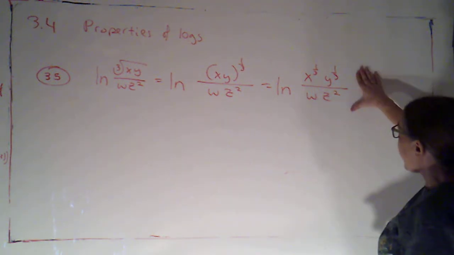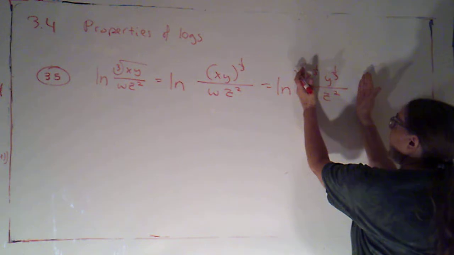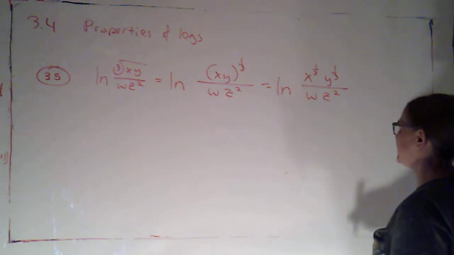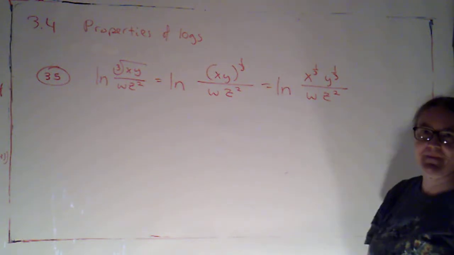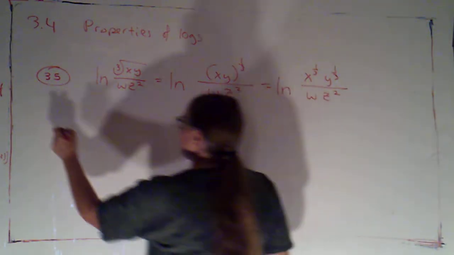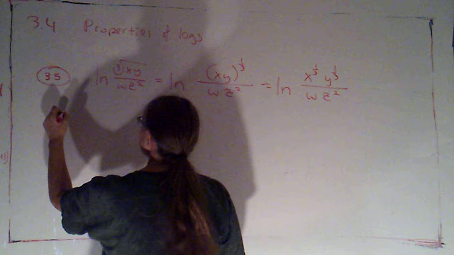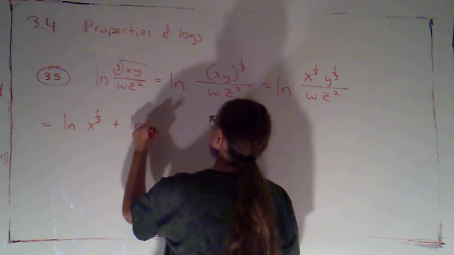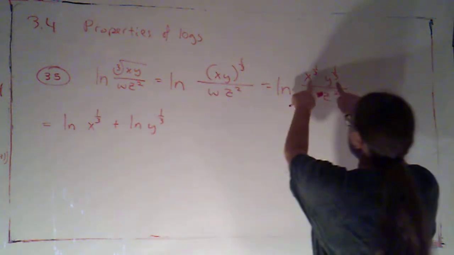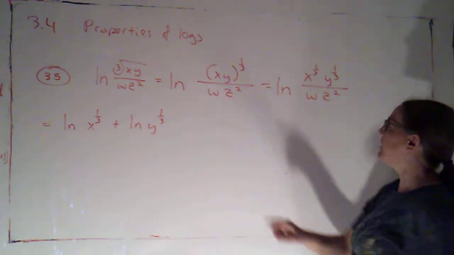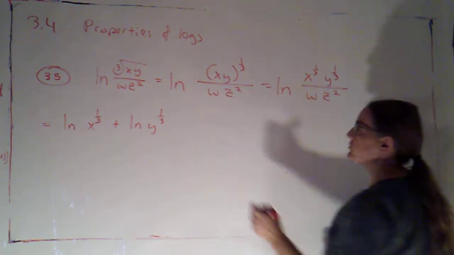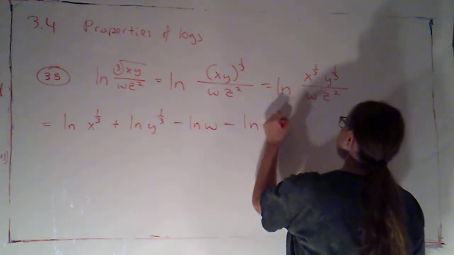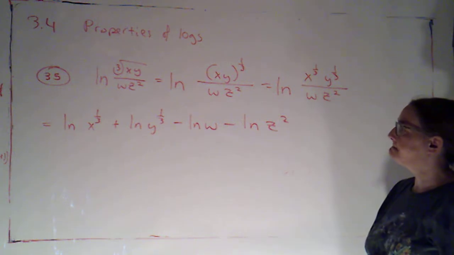Okay, now I have the natural log of this fraction, which is just four things connected with multiplication and division. The x part, the y part, the w part, and the z part. So I can break this up into a sum and difference. So this is the natural log of x to the 3rd plus the natural log of y to the 3rd. Those two are on top, they get a positive log. These two are on bottom, we'll subtract. Minus the natural log of w minus the natural log of z squared.